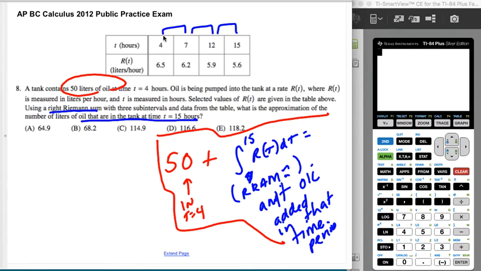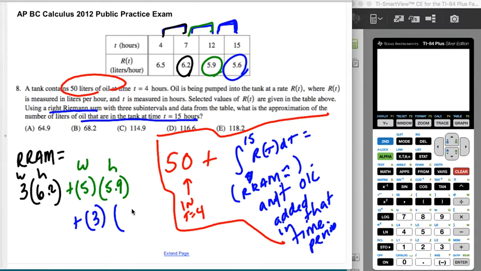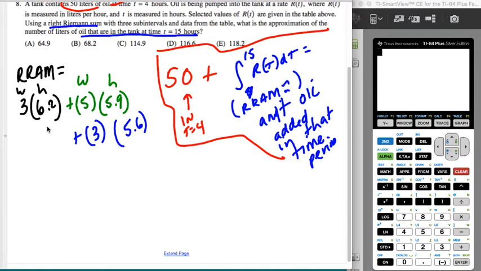To do my right Riemann sum, the width of the first rectangle is from 4 to 7, so it's a width of 3, times the right height value, because it's RRAM, so I use the right y value as my height. Plus the width of this one, which is 5 because of 12 minus 7, times the right y value. The only difference between the approximation methods is which of the y values they tell you to use. And then this one has a width of 3, from 12 to 15, and a height of 5.6. So that's going to be my approximation.